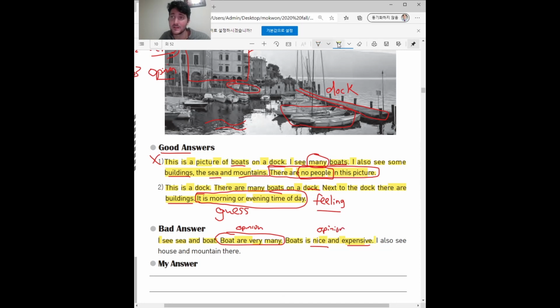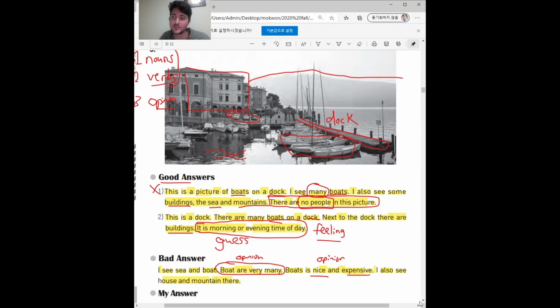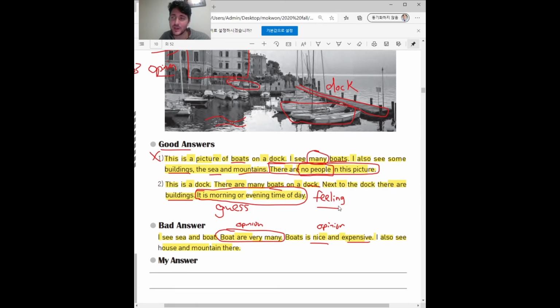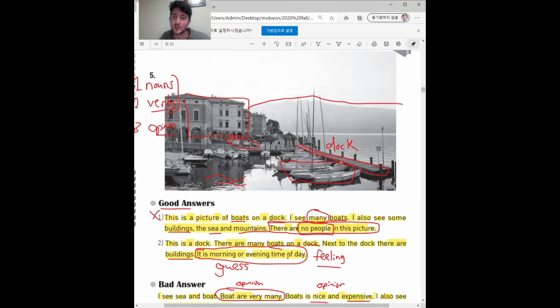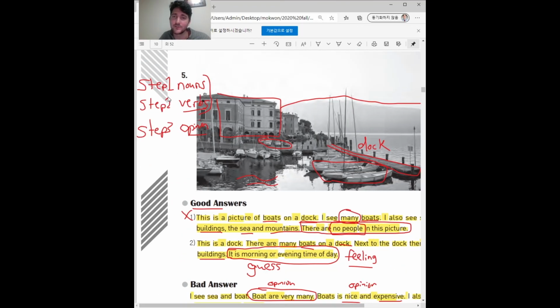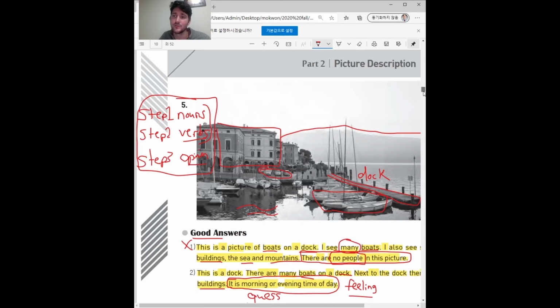"I also see house and mountain there." Not bad. So this is a good example. 이거는 안 좋은 대답이 있는데 I think this is not too bad because they give me some opinion and nouns. So I think this book didn't really do a great job of giving you good answers or bad answers. Again, I think if you follow these techniques, finding the nouns, finding the verbs, and finding the opinions, if you can practice these 3 things for every picture, you'll be very good on the exam.